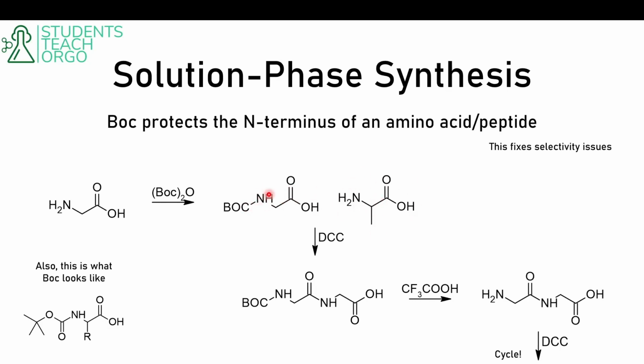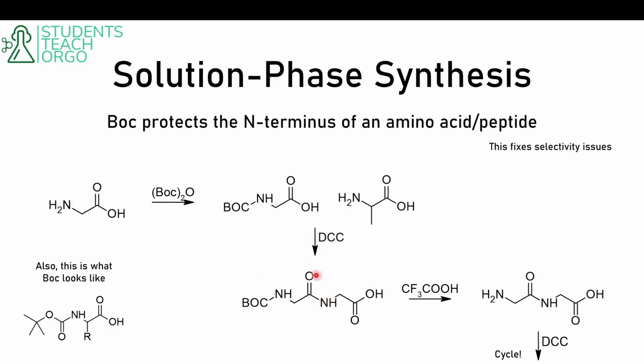And you'll notice that now this amine group is blocked up, right? It's protected by the Boc group, and so the only reaction that can happen now is the carboxylic acid on, in this case, this is glycine right here, that carboxylic acid reacting with alanine's nitrogen. And so we facilitate, again, the peptide bond formation by DCC, and then that will form this.